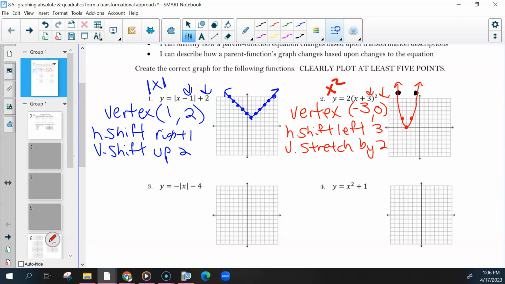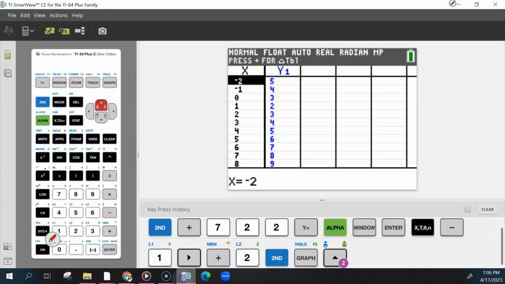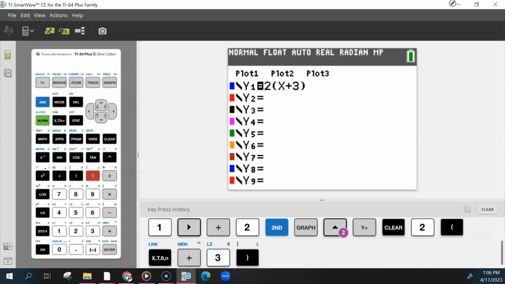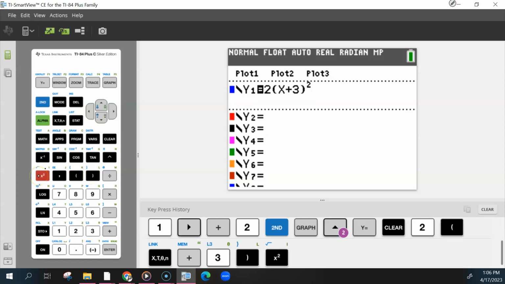Okay. Let's graph that one in the calculator just so we can make sure we did that correctly. So go into your y equals, clear that out, and then type in 2 parentheses x plus 3 parentheses with square on the outside.